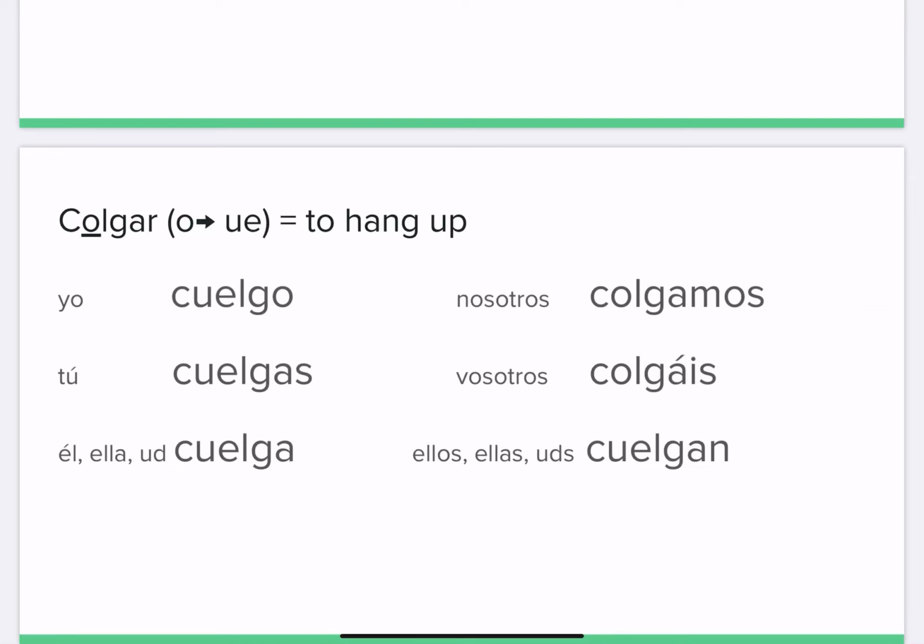These are the stem changing verbs that you will need to know for this week.